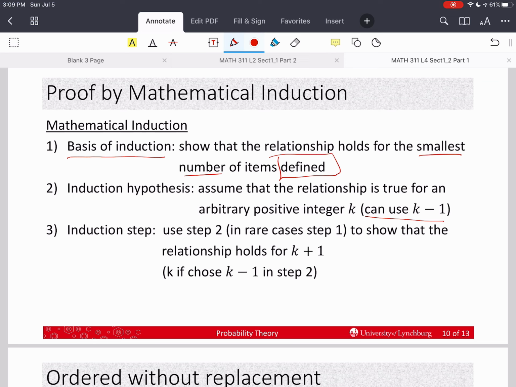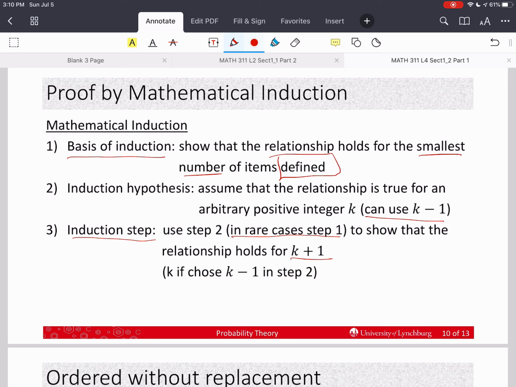In this course, if you need to choose k minus 1, I will tell you. Okay, so you don't have to guess. And then the final step where we do all the work is we use step 2. In rare cases, we may have to use step 1 to show that the relationship holds for k plus 1. So if it holds for any positive integer k, and then it also holds for k plus 1, that means it holds for all the positive integers.